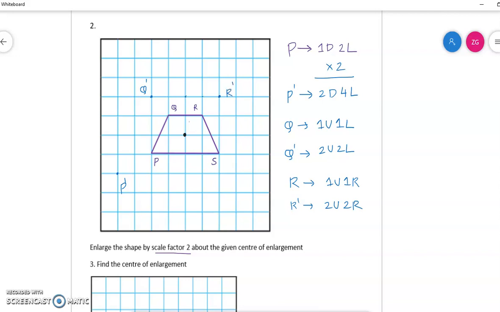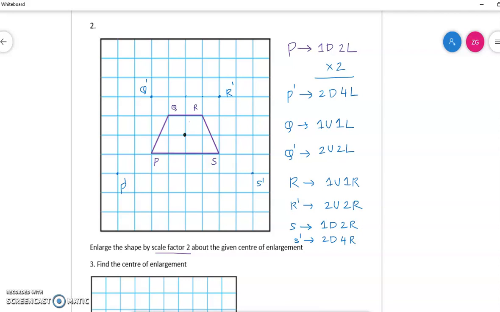And finally point S. Point S is 1 down, 2 right. So S dash will be 2 down and 4 right. You multiply it by 2 since the scale factor is 2. If the scale factor is 3, we'll multiply by 3. Now, you need to come 2 steps down, so 1, 2 steps down and 4 right. 1, 2, 3, 4. So this is your point S dash.